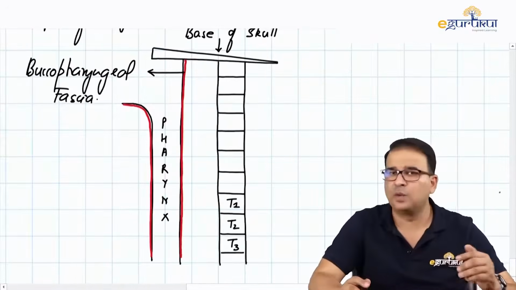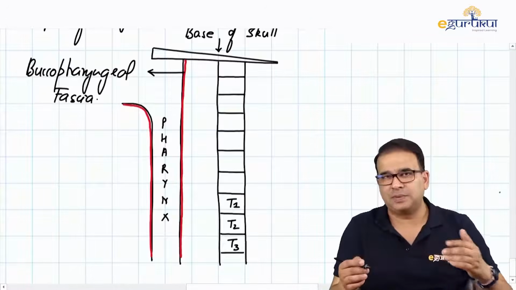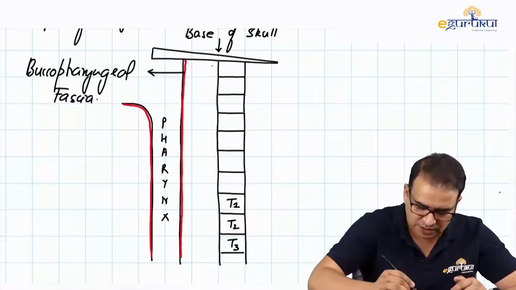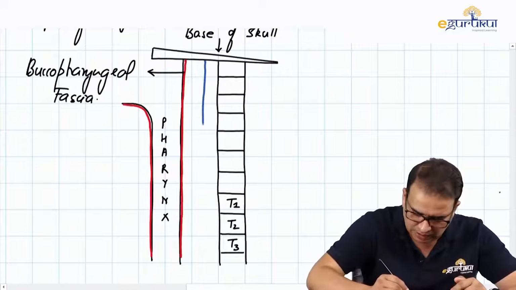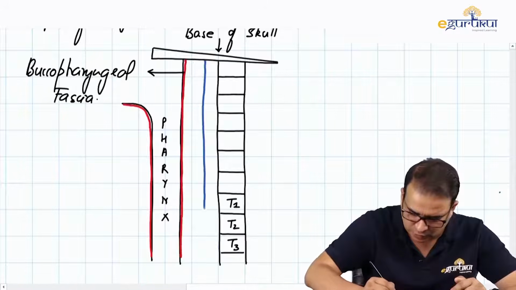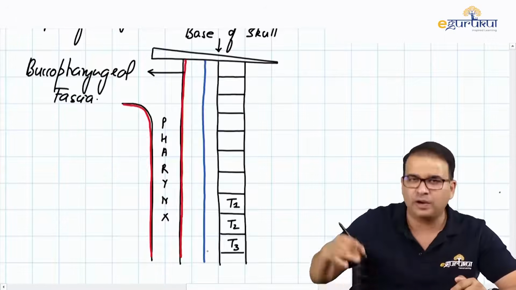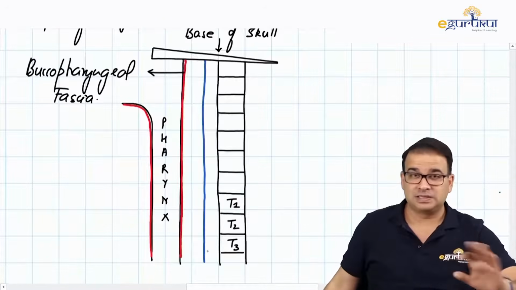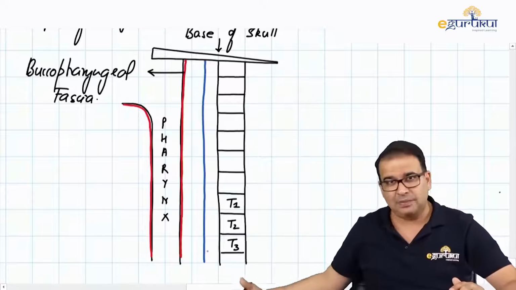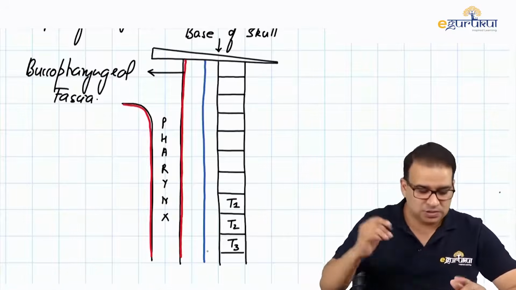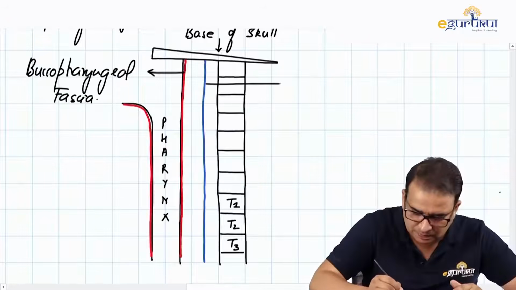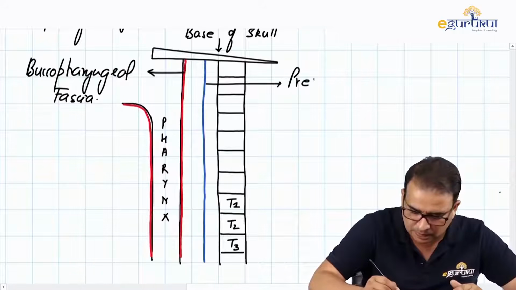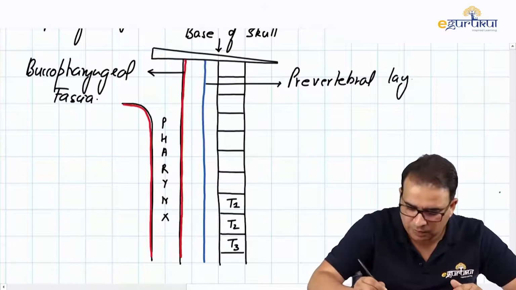The fascia in front of the vertebral column or around the vertebral column, that was the prevertebral layer or prevertebral fascia. Let me use this blue color here. This is the prevertebral fascia. And this prevertebral fascia keeps on going in front of the vertebral column on and on till the sacrum. It goes all the way till the sacrum and coccygeal vertebrae. This is the prevertebral layer or prevertebral fascia.